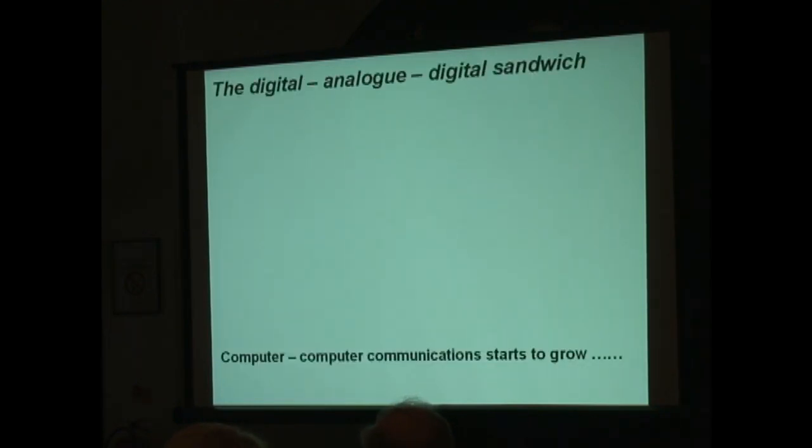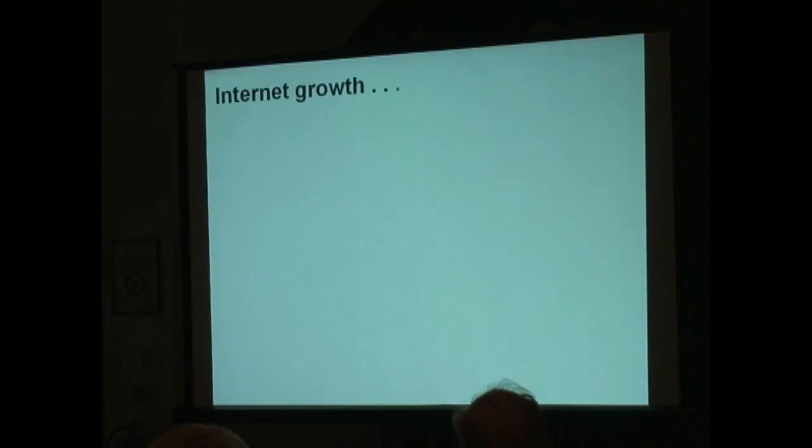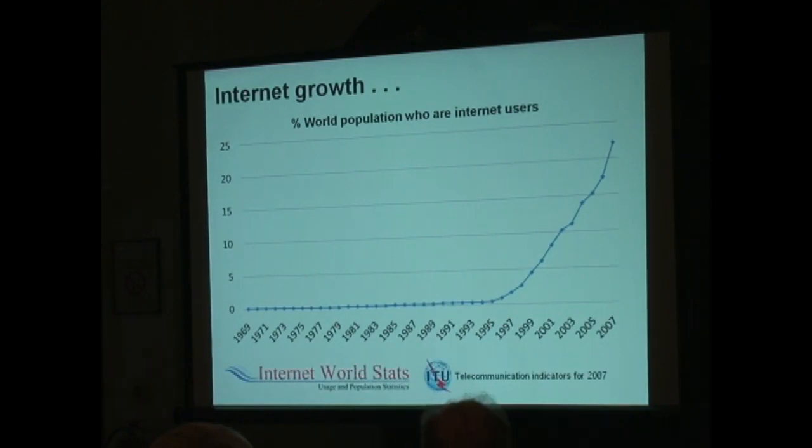So what we effectively developed in integrating the technology of telephony into the requirement to get computers talking to each other was effectively a digital analog digital sandwich. We have now the capability to actually convert the analog signals which come out of our telephones into digital representation, so that we can actually use the digital telephone network to communicate. And gradually, we started to network.